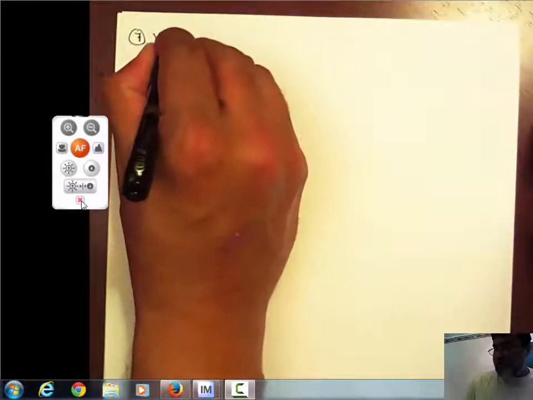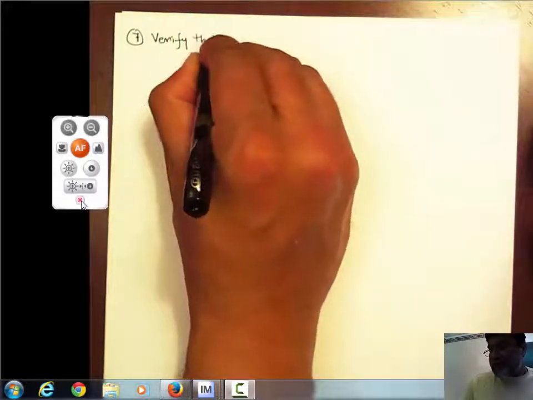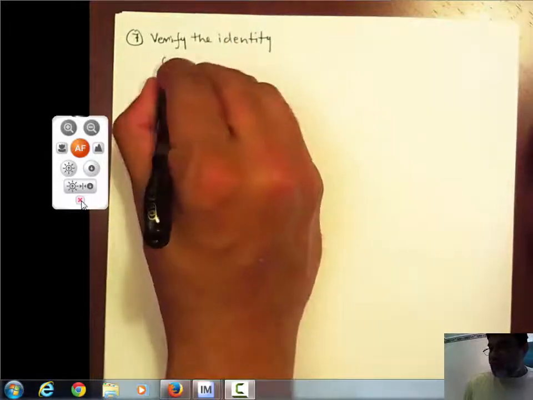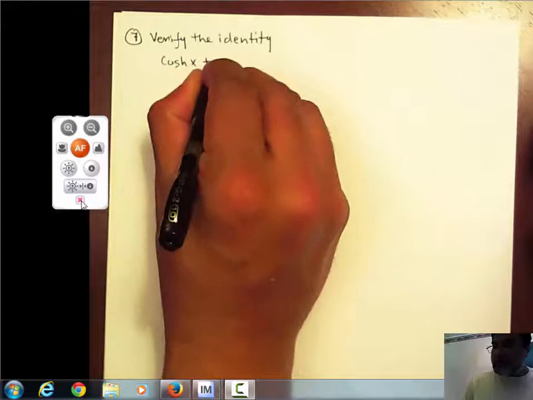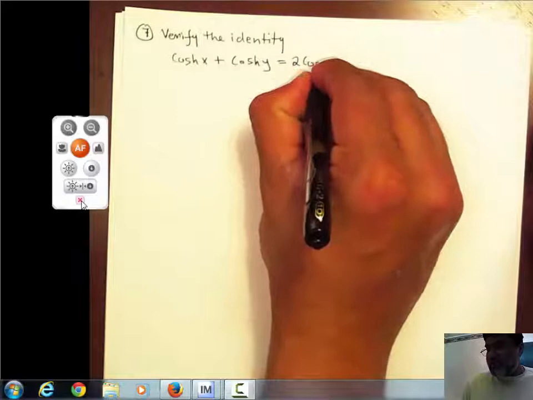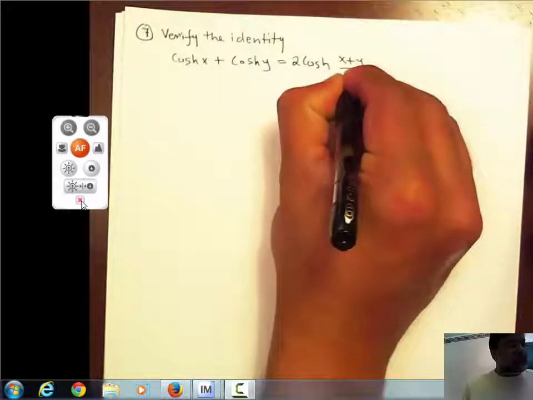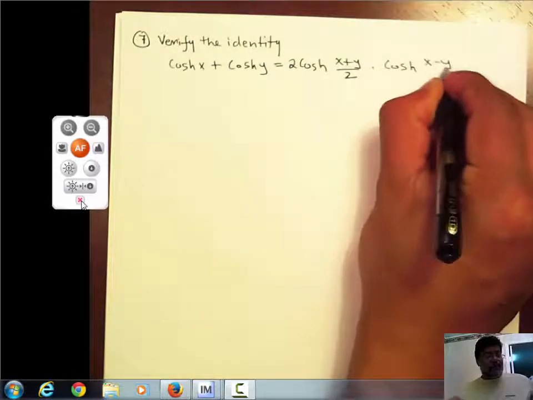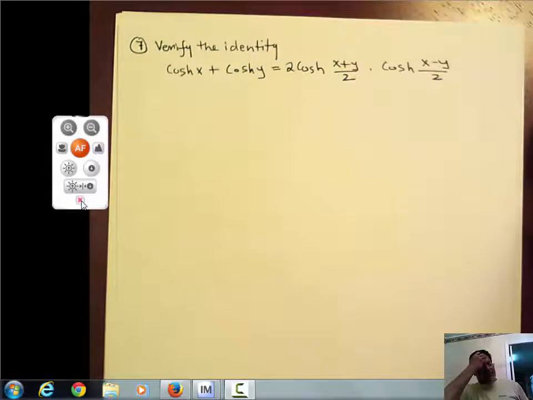7 is verify the identity of cosine hyperbolic x cosine hyperbolic y equals 2 cosine hyperbolic x plus y over 2 times cosine hyperbolic x minus y over 2. Okay, so this is one of those cases where you want to go ahead and start with the right hand side.